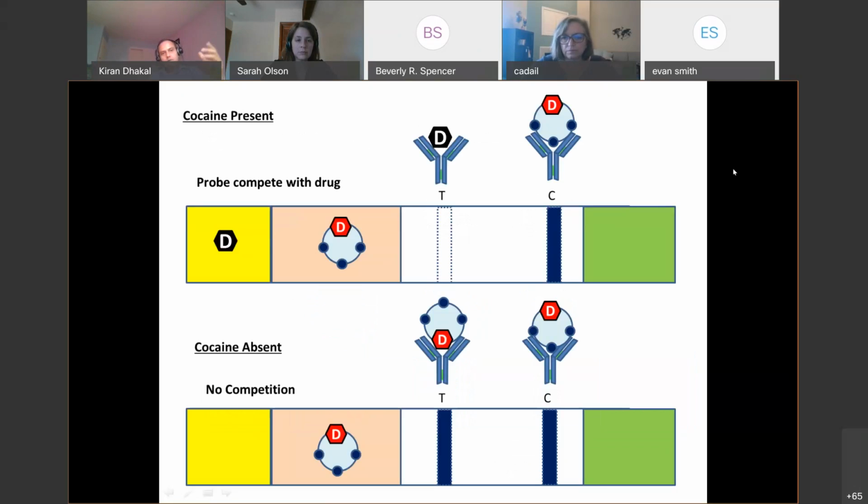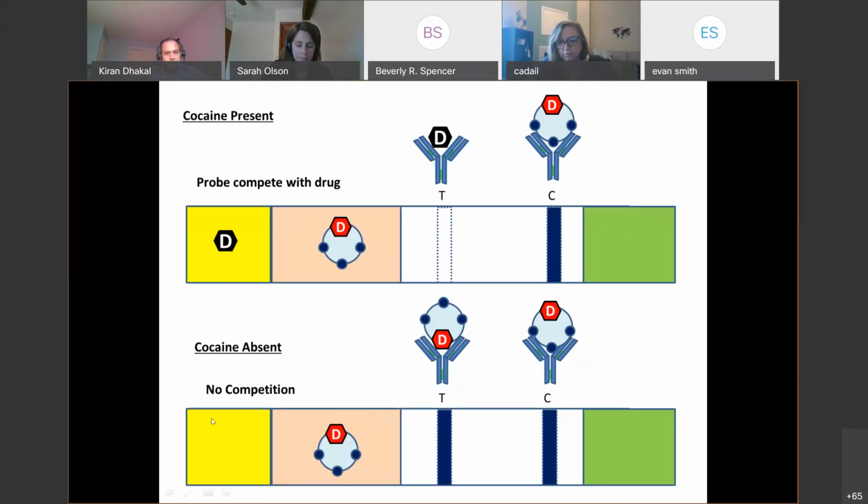So when the drug is present, for example, cocaine is present, the probe will compete with the drug, and then in the test line you will not see any signal. But when the specimen flows all the way to the control panel, the hapten will react and the dye color will be seen.